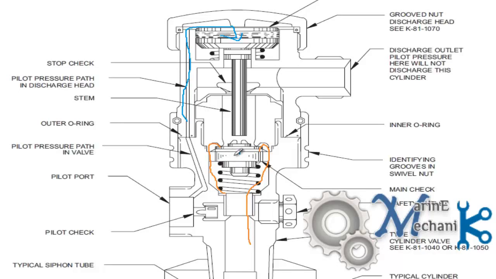As the valve is opened, the CO2 goes through this, and here is the stop check valve, which means it's a non-return valve. It will push the non-return valve up and goes to the discharge manifold.